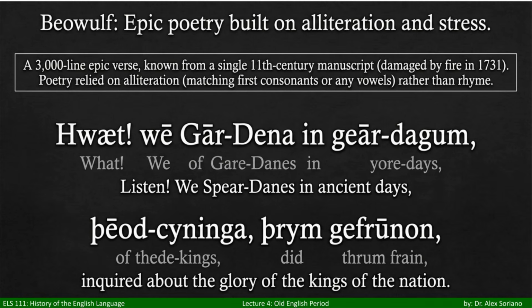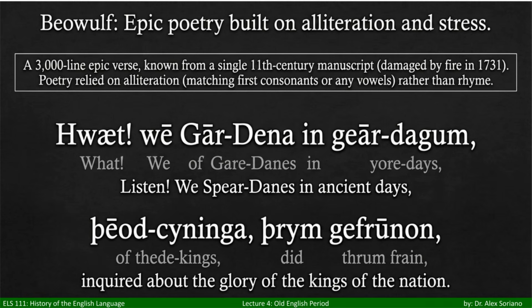Old English poetry didn't rely on rhyme the way most modern English poetry does. Instead, it relied on alliteration, matching the first consonant or sometimes any vowel sound across stressed words in a line. Look at the opening line: Hwæt, we Gardena in geardagum. Notice the repeated G sound across Gardena and geardagum. That's the alliteration holding the line together, not end rhyme.